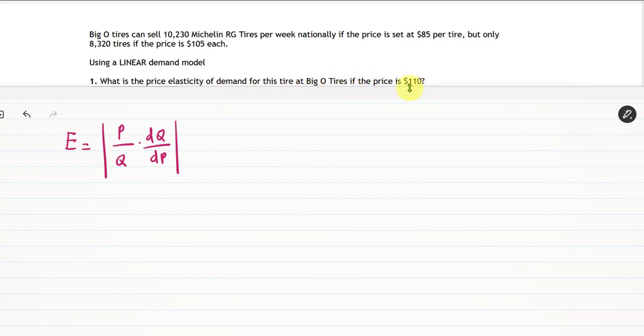So we know that this is the formula for the elasticity of demand, the absolute value of P over Q multiplied by the derivative of Q with respect to the price P. Now the first step, we need to find the equation of the demand.